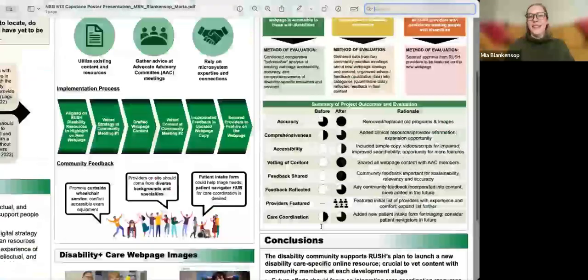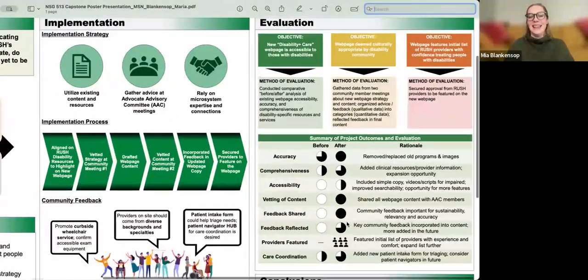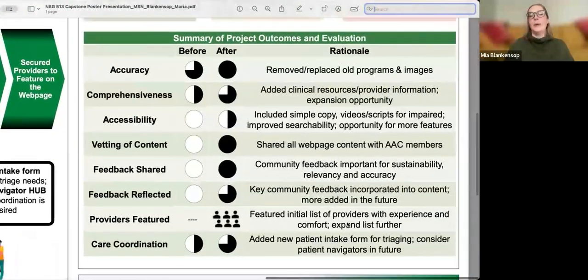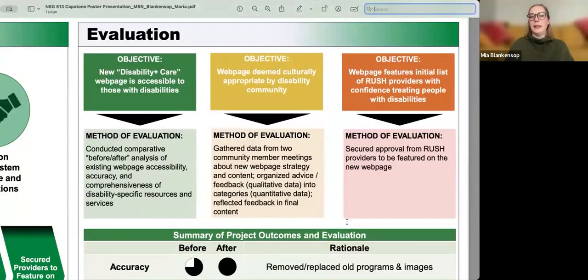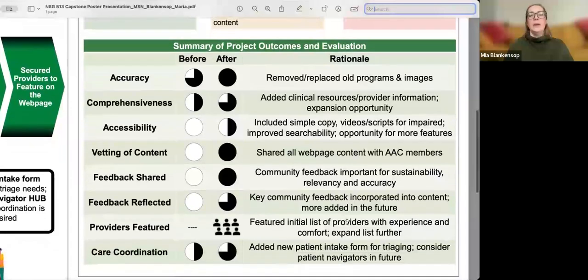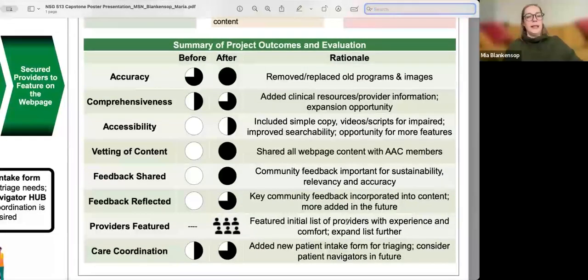So how did we do? This is how we did our outcomes and evaluation. So remember our 3 goals: to create that Disability Care Plus webpage and have it be accessible, that it was appropriate and relevant to the disability community, and that we would have Rush providers, at least a short list, something to begin with, and we hope to expand on the webpage itself. So I'll just note a few of these things.